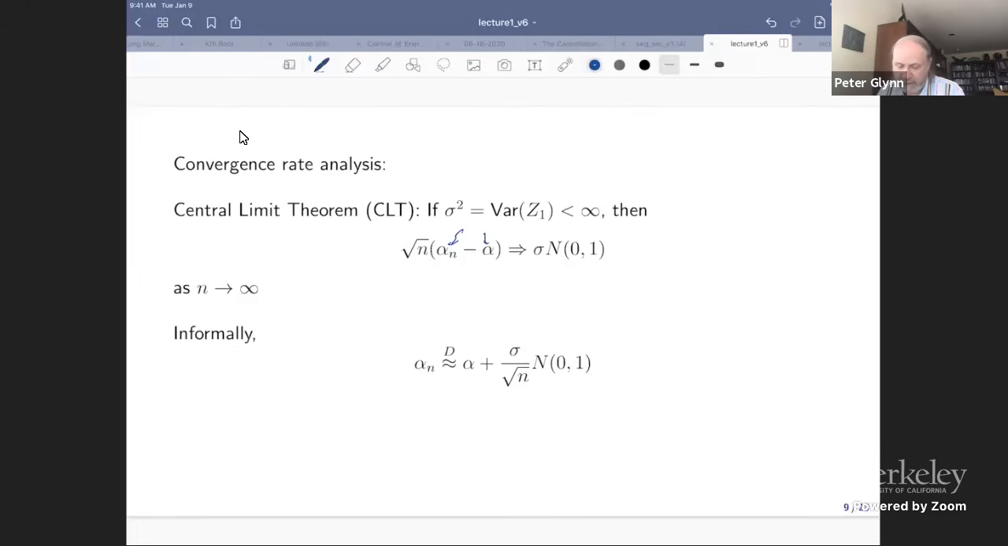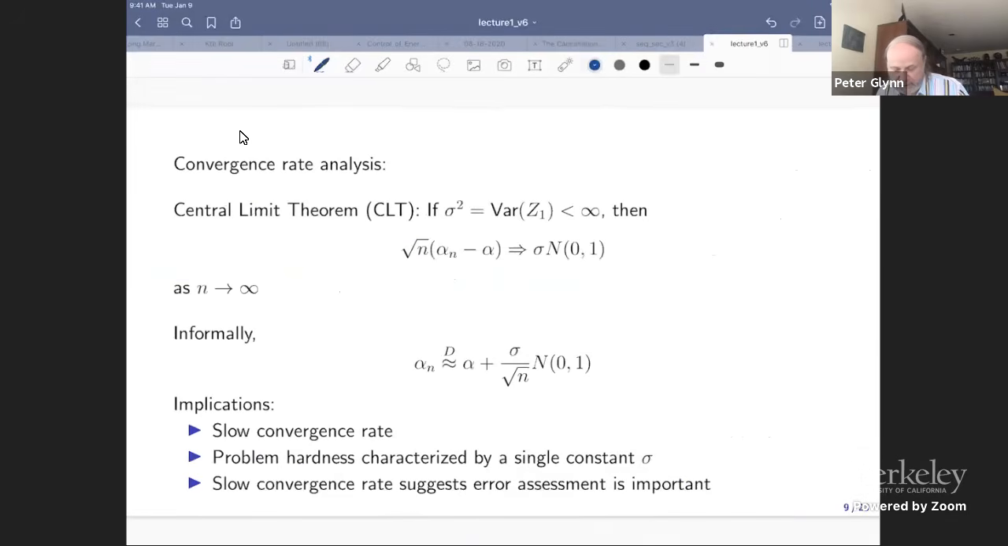And of course, if I unpack this weak convergence statement, so this is a statement in which the double arrow corresponds to weak convergence, or what's also equivalently known as convergence in distribution. If we unpack this, then we see that our estimator of interest, alpha n, is exactly the quantity we're trying to compute, alpha, plus an error term. And the error term looks approximately like a normal random variable with mean 0 and standard deviation sigma over root n. And that has some profound implications, the fact that the error takes this particular form.